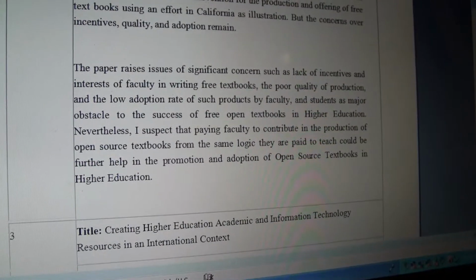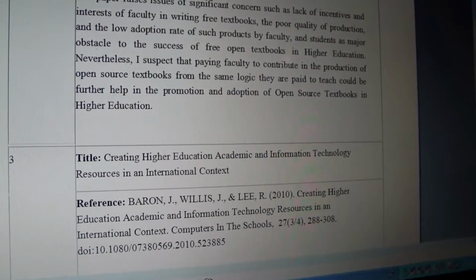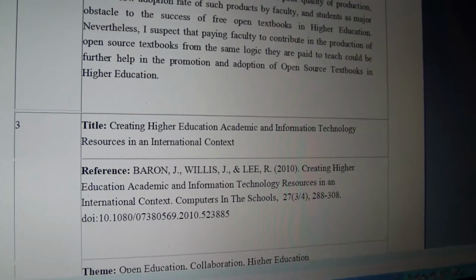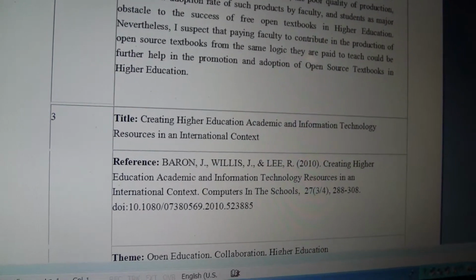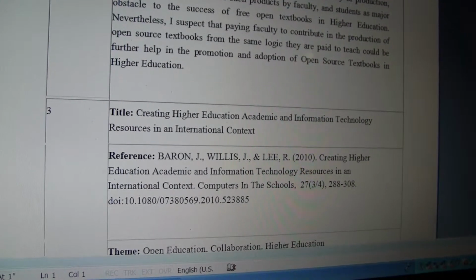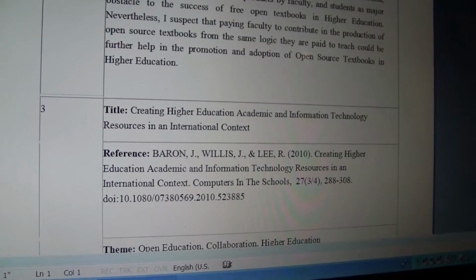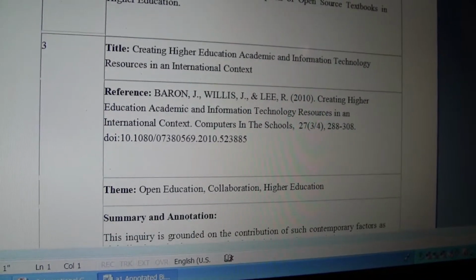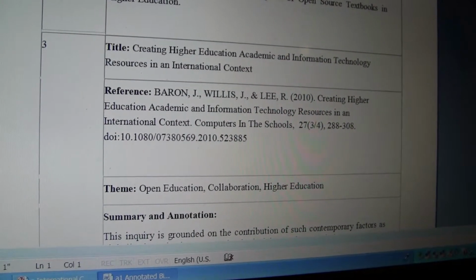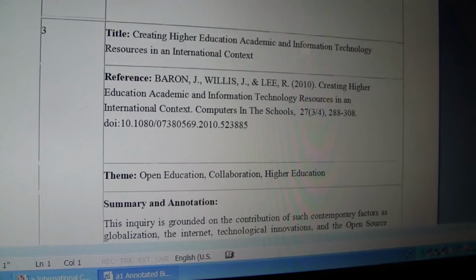The third paper we reviewed was Creating Higher Education Academic and Information Technology Resources in an International Context by Bowen, Willis, Lee, 2010. The fundamental theme from that paper is open education, collaboration, and higher education.